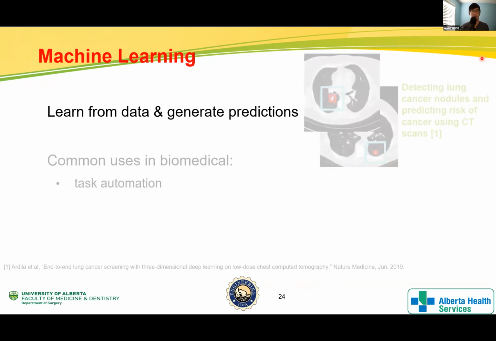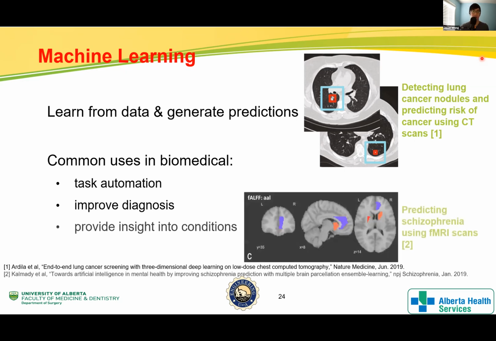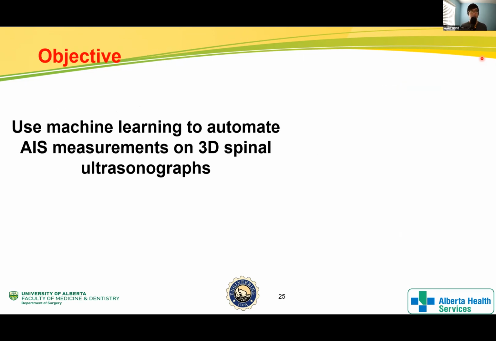And so typically, common uses for it in the biomedical field are task automation and improving diagnosis, and also providing insight into conditions that we wouldn't otherwise have with just pure human judgment. So it's been helpful in that regard. And so that brings me to my objective, which is to use machine learning to automate AIS measurements on 3D spinal ultrasonographs. And this is all for the sake of making ultrasound more commonplace in clinical scoliosis diagnosis.